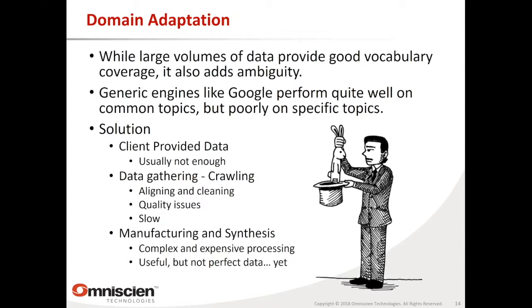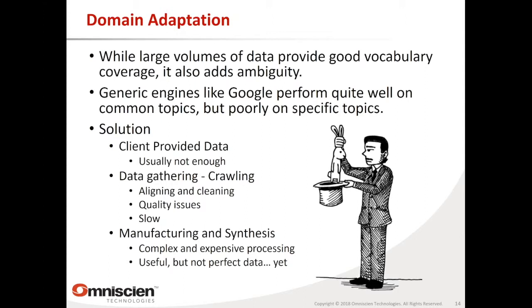Now, one of the ways to get that data, of course, is your customer could provide the data, but there's usually not enough, especially now that we're doing neural. In the past, a lot less data would be needed to build a statistical engine. So it's a little bit like trying to pull a rabbit out of a hat. You've got to find a way to do it. We could crawl data and then align the content, and we have tools that do that, but there's often some quality challenges there, and it's a little bit slow and time-consuming.